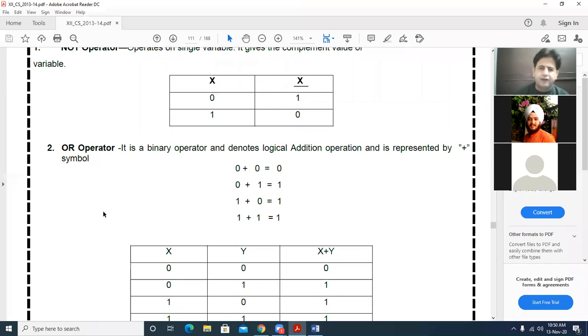So now next is OR. It is a binary operator. Binary operator means it will work on two values. The NOT is a unary operator. It works only on a single variable. But the OR operator is a binary operator. It works on two symbols, two variables.